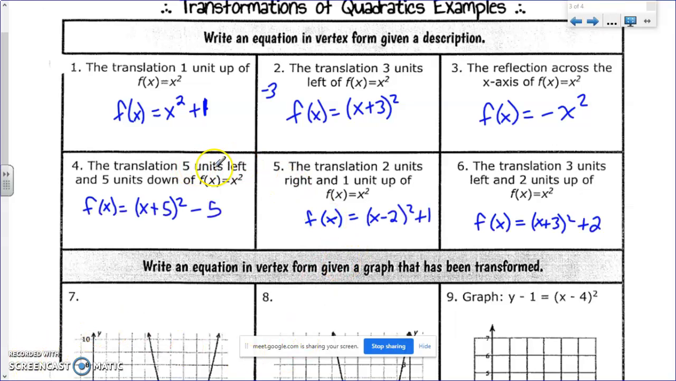All right, so this is 5 units to the left. The left is H, so that's like negative 5. So it goes in as positive 5. And then down 5, minus 5.